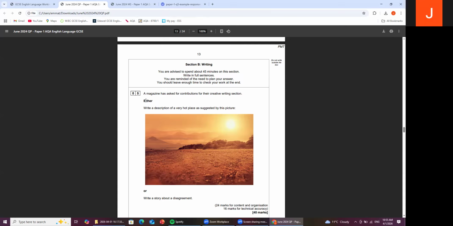So we've got 2 choices. We can either write a description of a very hot place as suggested by this picture. So a description. Imagine you're inside this picture here. Doesn't have to just be this picture. It's not a description of what you can see in that picture. Far from it. I do not want you to do that.